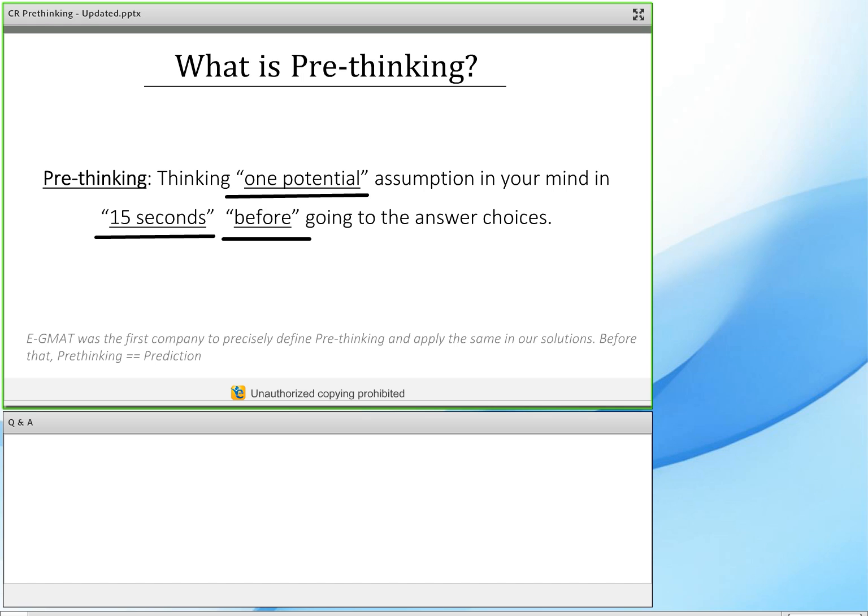The only time you won't be able to think of an assumption is if you didn't read the argument well enough or if you did not understand the conclusion, in which case you have a problem anyway. But if you understand the argument, if you understand the conclusion, if you understand the logic that the author is using, it's easy to think of an assumption. And that's what we're going to focus on in this webinar. Good question, really good question.